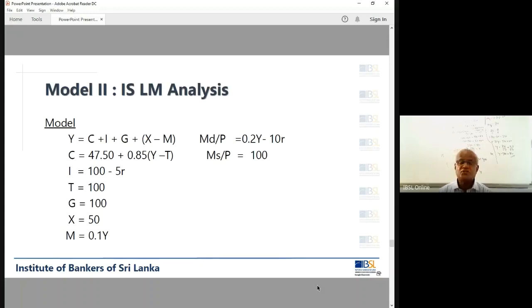Imports depend on Y, income. Why is that? When we are getting richer and richer, our household income increases, and we increase the demand for domestically produced goods as well as imported goods. There is a positive relationship between expenditure on imports and the country's income. That's why we write M equals 0.1Y. This relationship is there, M equals 0.1Y.